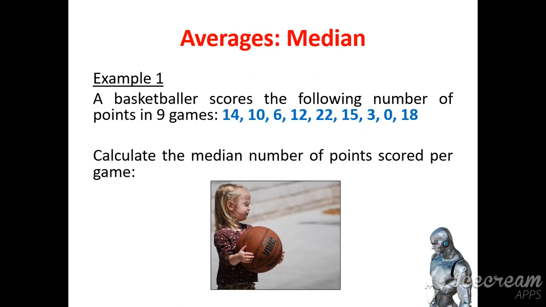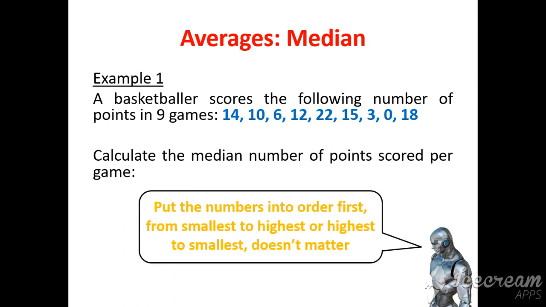So let's get into example 1. A basketballer scores the following number of points in 9 games: 14, 10, 6, 12, 22, 15, 3, 0, and 18. We're going to calculate the median number of points scored per game. Now, the first thing is to put the numbers into order, and it doesn't matter whether you choose to go from smallest to highest or from highest to smallest.